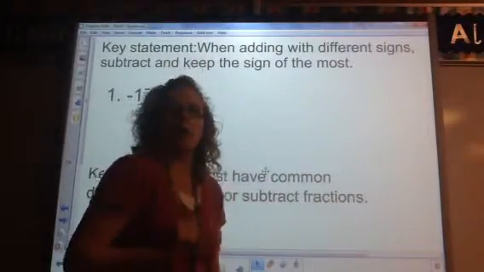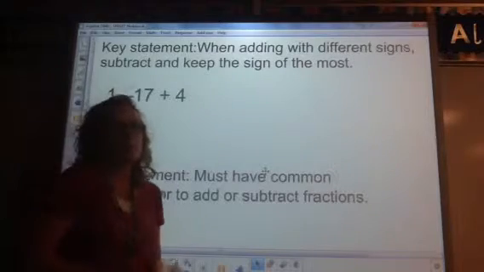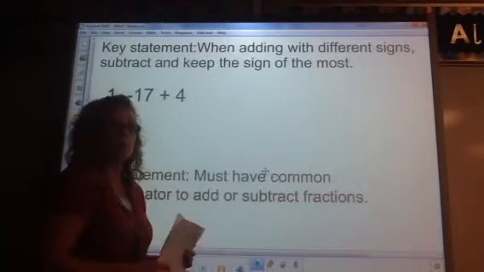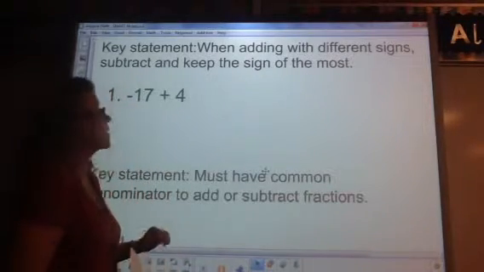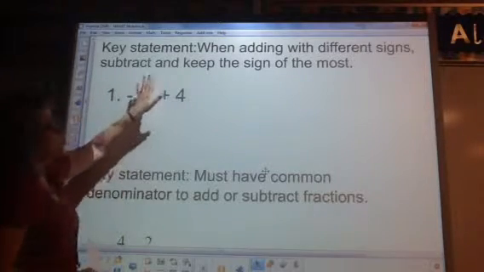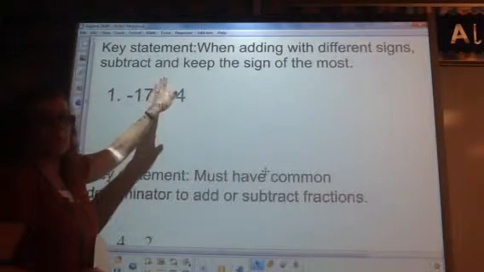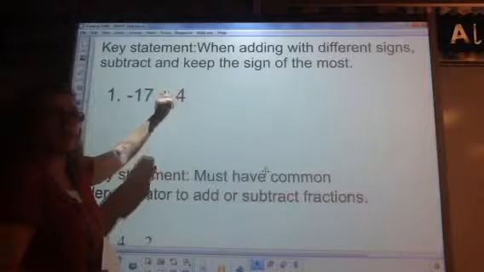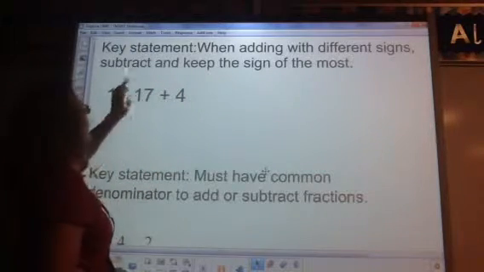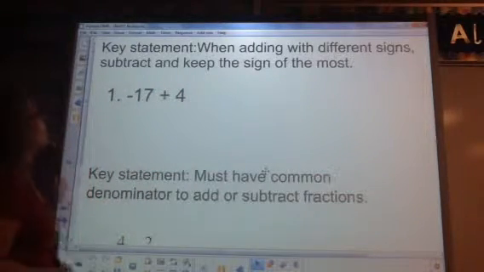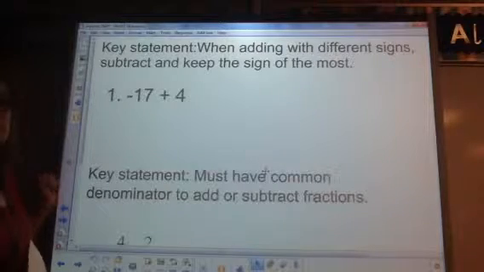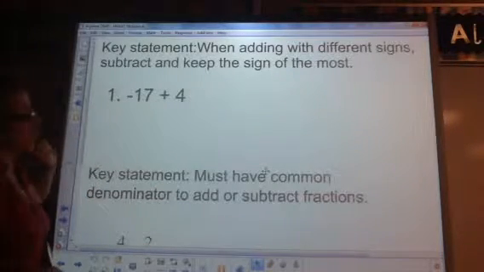Okay, period 2, algebra students. This is your DMR, DMR number 2, so make sure you label it number 2 in your DMR section. You should have written the key statement down yesterday. If you did not, or if it's different, rewrite it. Key statement: when adding with different signs, subtract and keep the sign of the most. Go ahead and work number 1.